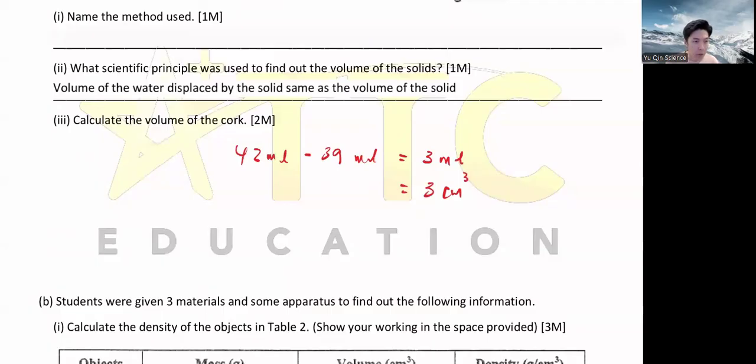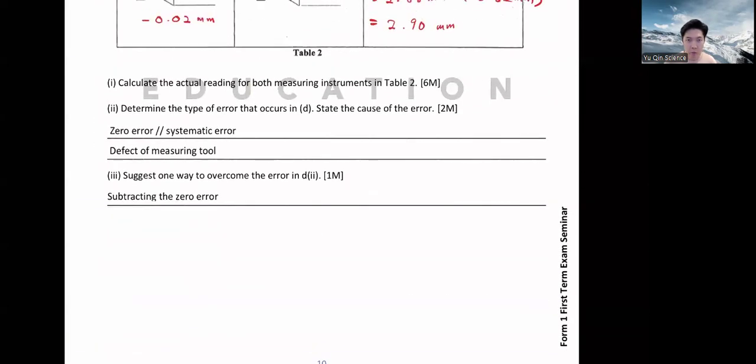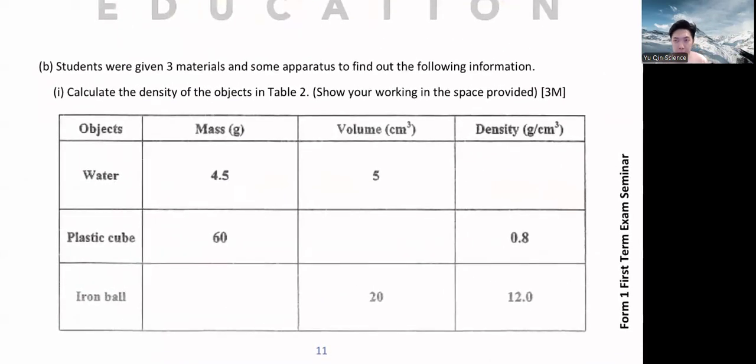Okay, you good? Can see page 10 too, shall we? Page 10, number 2. You good? Okay, great. Okay, let's go, density guys. Show your working in the space provided.